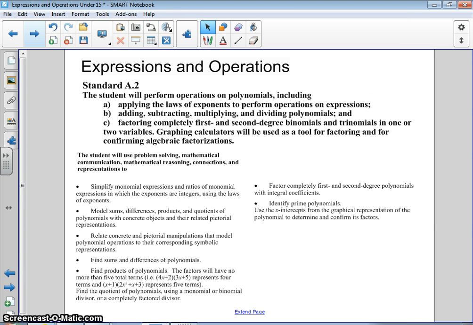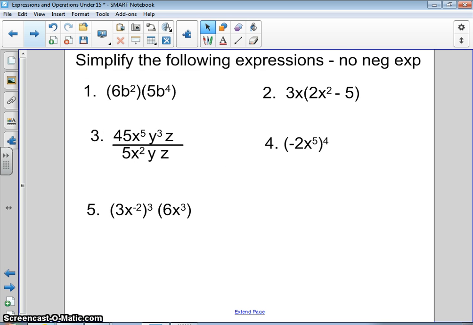We move into a new section here on the laws of exponents and simplifying polynomials. We got a couple of easy ones here to start off. We're going to multiply 6b squared times 5b to the 4th. Multiplying numbers is always the same. You're going to have 6 times 5 is 30, and when you multiply things with exponents, the exponents get added together. So b squared times b to the 4th is going to be b to the 6th. So that's your answer to the first one.